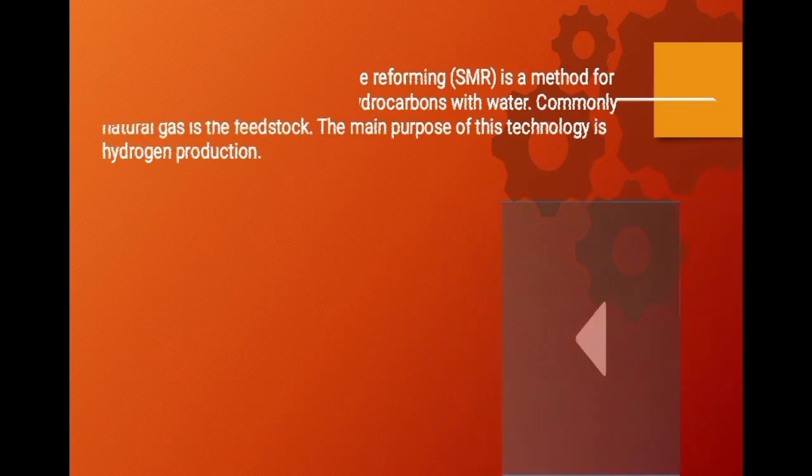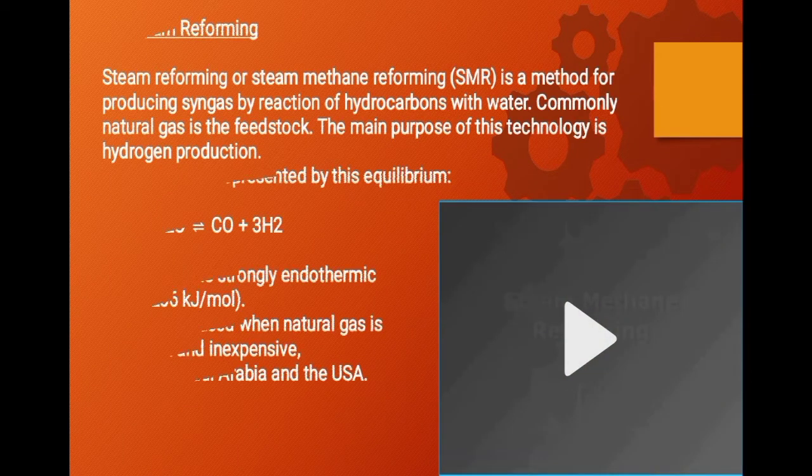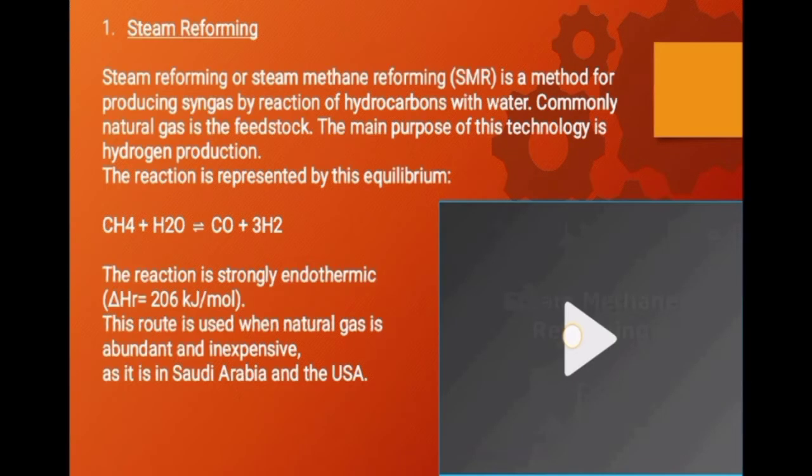The first method is steam reforming. Steam reforming, also known as steam methane reforming or SMR, is a method for producing syngas by reacting hydrocarbon, usually methane, with water. Commonly, natural gas is the feedstock. The main purpose of this technology is production of hydrogen. The reaction is represented by this equilibrium. You can see in the slide.